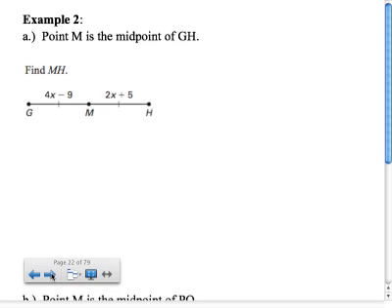All right, example 2 here. They tell us that M is the midpoint. Find MH. It's a two-step process. First, solve for X. Those two pieces have to be equal to each other.